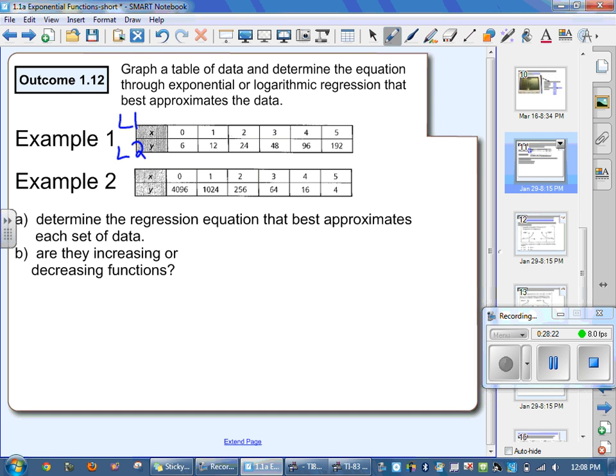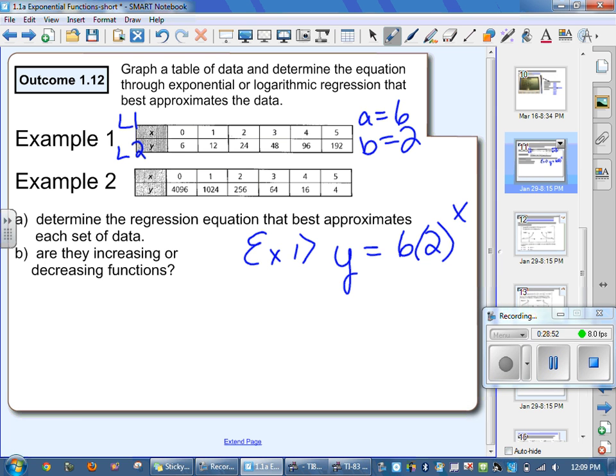Now that we've got list 1 and 2 into our lists, I do a regression for my exponential, and I'm going to notice it comes up like this. It's going to say A equals 6, B equals 2. I'm going to write my equation like this for example 1. I'm going to write Y equals 6 times 2 exponent x. There's my A value and my B value. I just rewrite them now as an equation. I will give you a couple moments to put example 2 into your lists and do the exact same thing. You did notice this example was an increasing example. It was an example that went up.